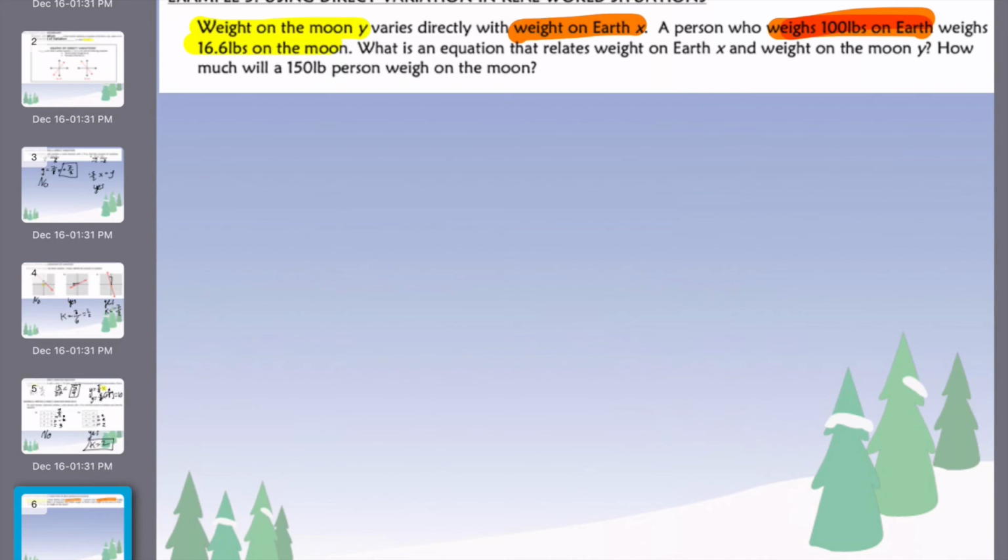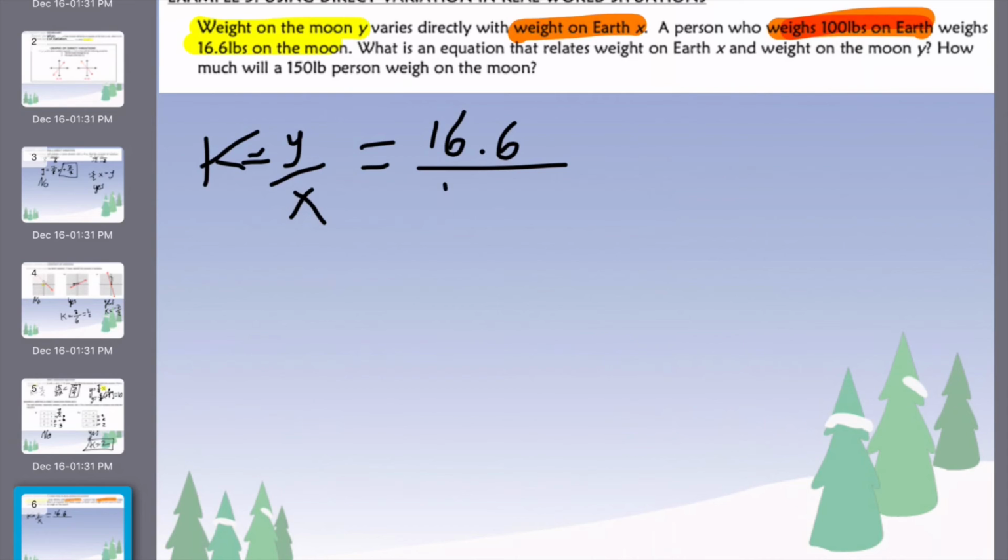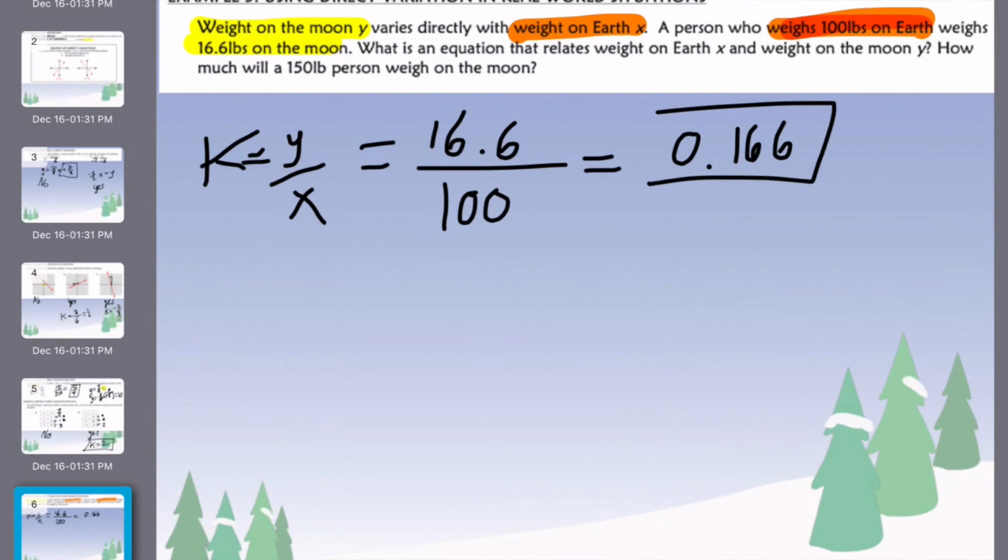So again, the first thing that I have to do is figure out what my constant of variation is. So it's going to be k equals y over x. So y is the weight on the moon, so I know that this is going to be 16.6, and x is the weight on the Earth, divided by 100. So what I have to do is just simplify that, okay? So that is going to simplify to be 0.166. Now I have my constant of variation, and I just need to put that into my formula.